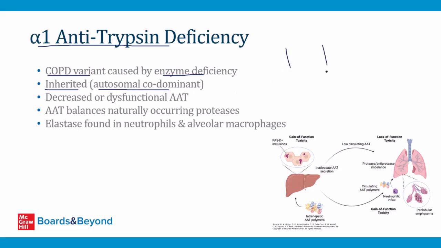I talk about this in detail in videos in the genetics section, but in this condition, you inherit one allele from the mother and one from the father, and it's the function of the two alleles together that determines the disease severity. That's why it's called codominant. So this leads to either decreased or dysfunctional alpha-1 antitrypsin enzyme activity.